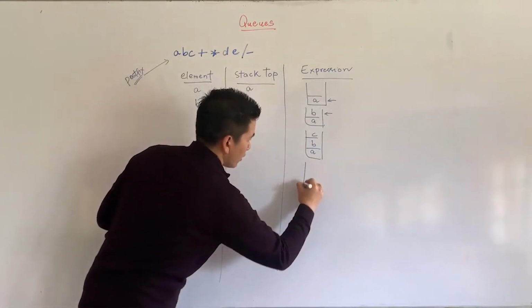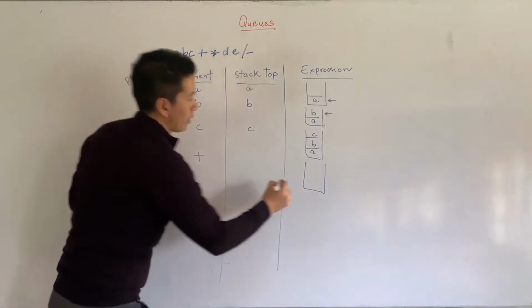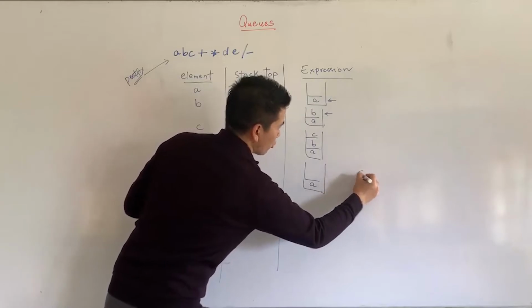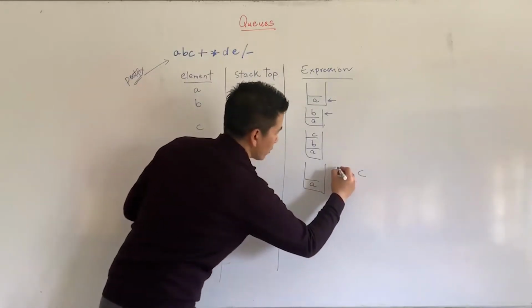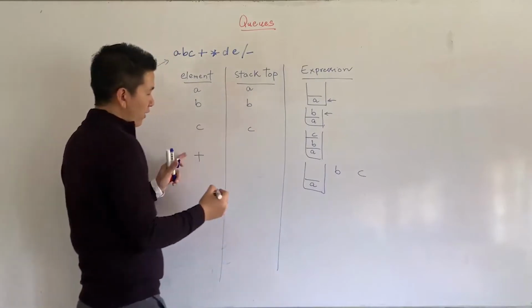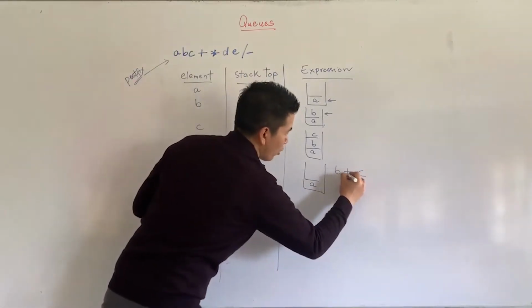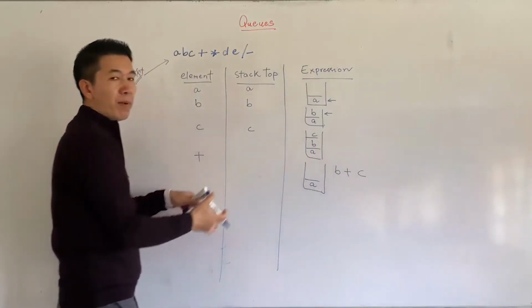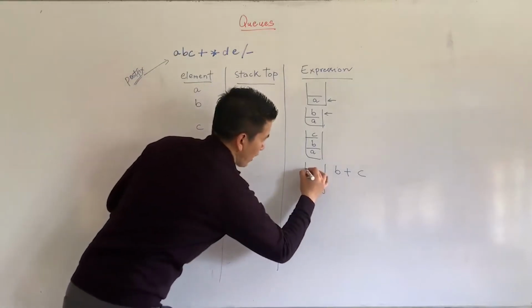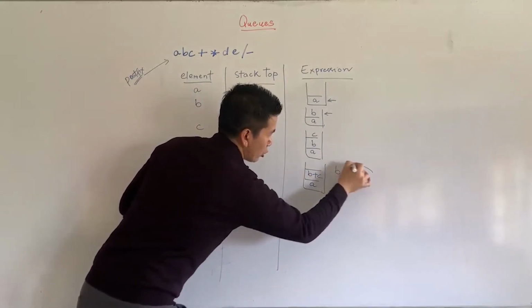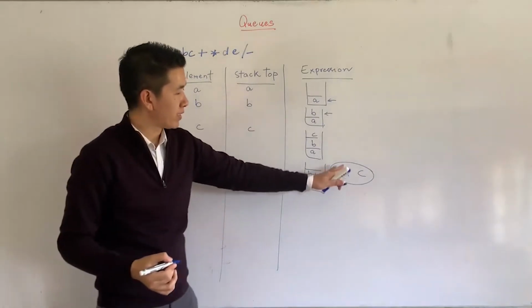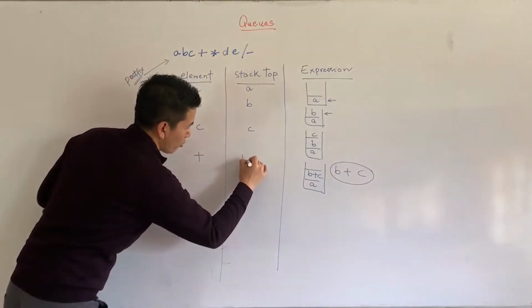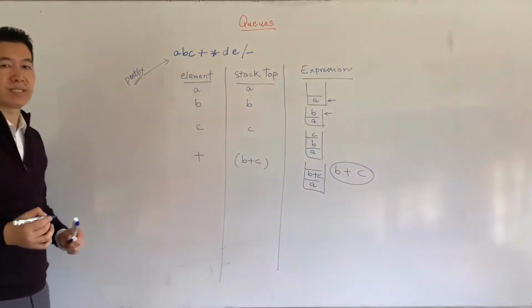So it will be like this. A will remain as it is, and then C is the first one to be popped, and then follows B, and then you have the operator which will evaluate the expression B plus C, and the B plus C will be pushed back to the stack. Alright, so you will have B plus C. So the result of B plus C will be pushed back onto the stack. So on the top of the stack, you have the expression B plus C.